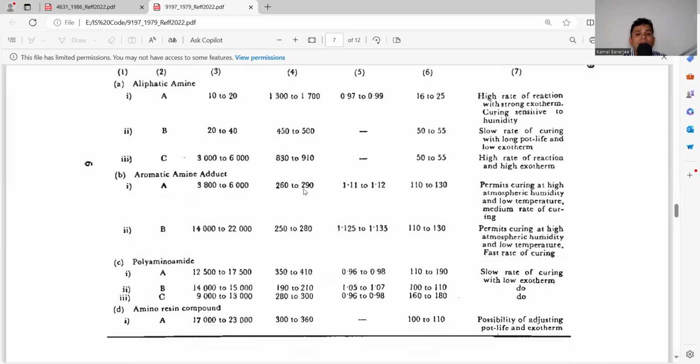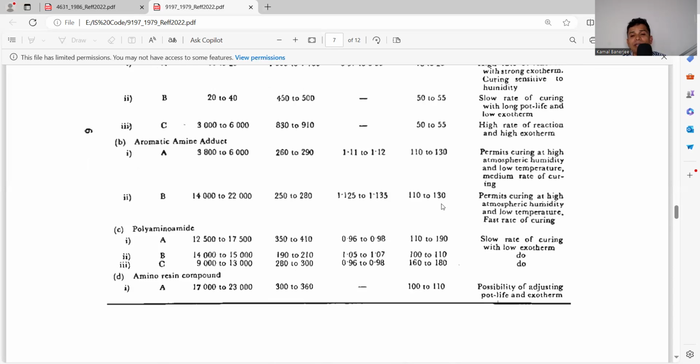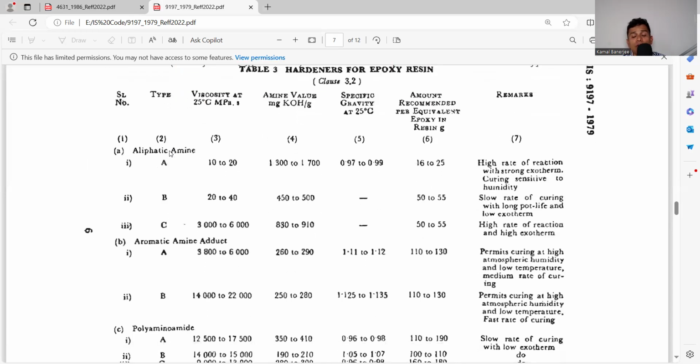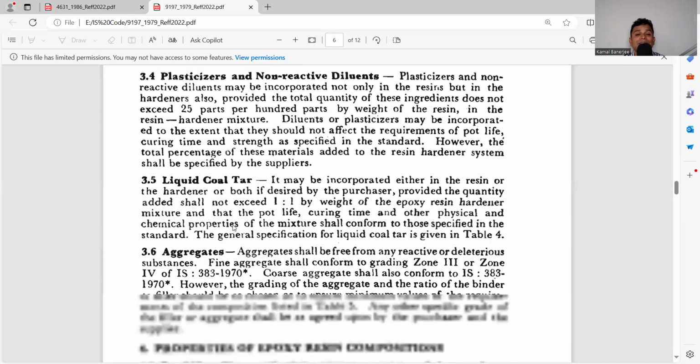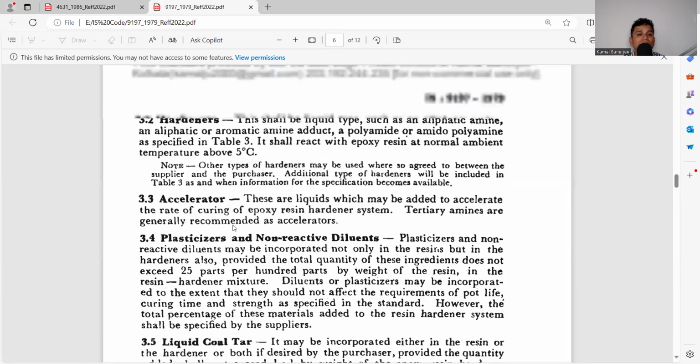And this aromatic hardener permits curing at high atmospheric humidity and low temperature, medium rate of curing, and B type permits curing at high atmospheric humidity and low temperature, fast rate of curing. So whenever we need a fast rate of curing, we can use the aromatic amine adduct and polyamide and amino resin compound. See, these requirements are laid down according to your project requirement, according to the environmental condition, according to the requirement of curing, according to other criteria. We need to finalize which type of hardener we should use, and use table 3 of IS 9197. So this becomes the hardener.